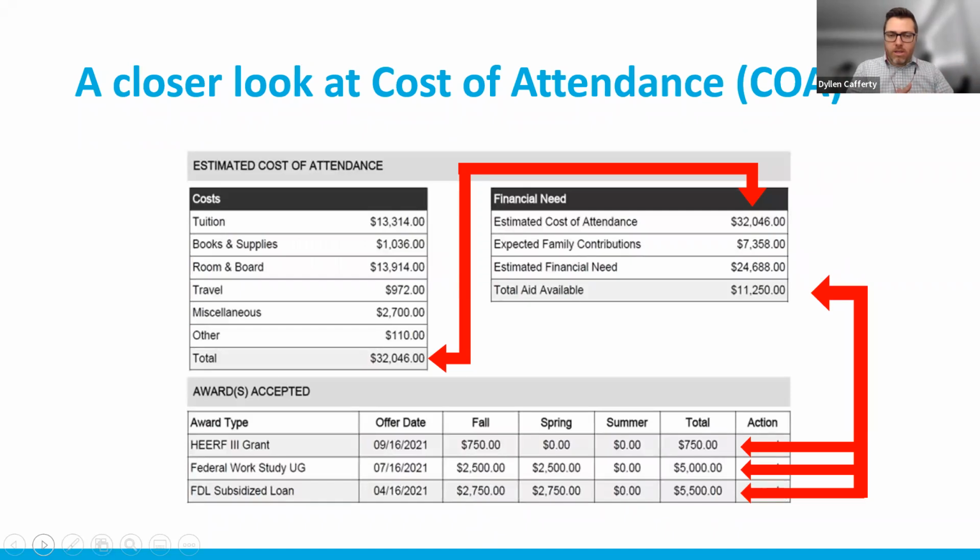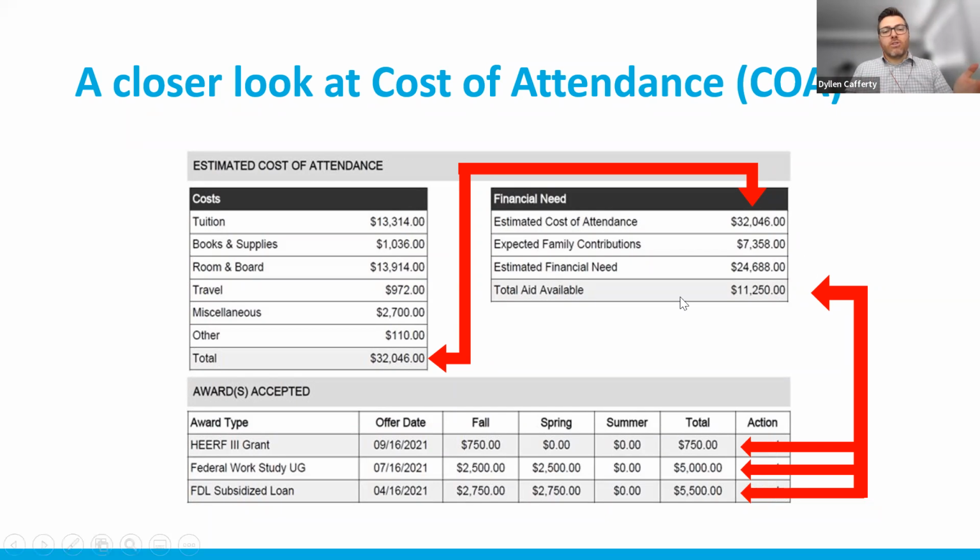So here's a little example from an award letter that we've seen. I'm going to look over here on the left side with the cost bracket. And that cost bracket has those different costs that I talked about: tuition, books, room and board, travel, etc. And that total there is about $32,000. So that's the estimate that the college has provided of the total cost for the student to attend.